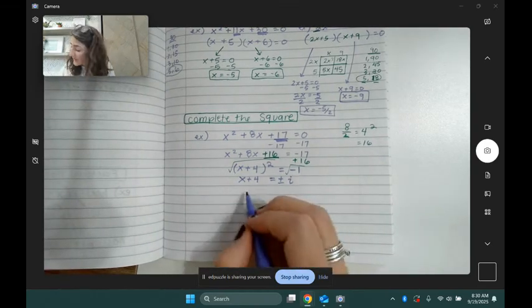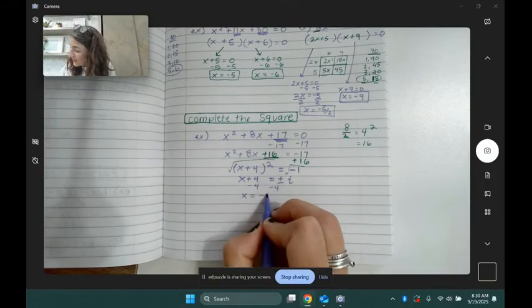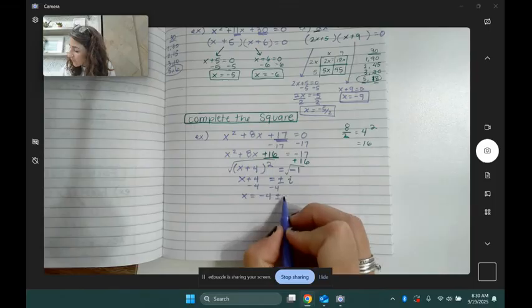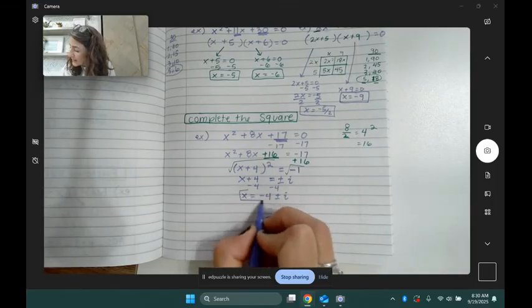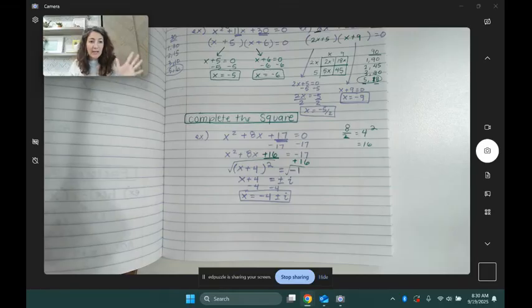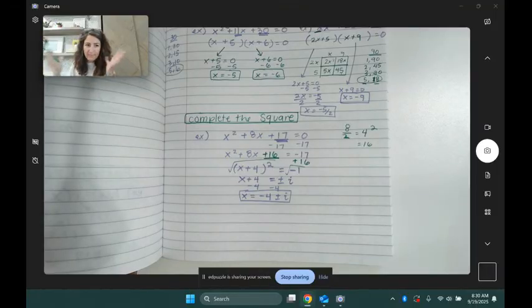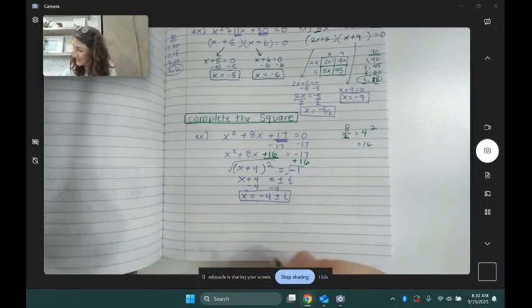X is not alone yet, so I'm just going to subtract 4 from both sides. So your final answer here is negative 4 plus or minus i. So I still have two roots here, like negative 4 plus i and negative 4 minus i. There's still two roots because it's a quadratic function, but they're imaginary.